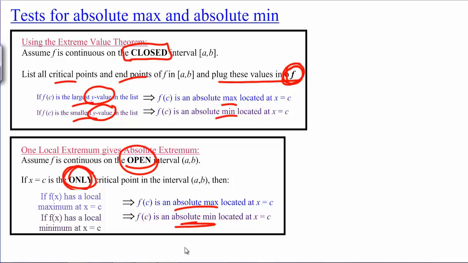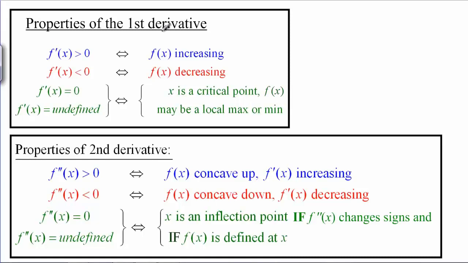And this should make sense because if you have only one critical point, then your graph likely looks something like this. If you had more things, you'd have more critical points. Now we also have properties that we can say from the first derivative and from the second derivative. When the first derivative is positive, that means f is increasing. When the first derivative is negative, that means f is decreasing. If the first derivative is 0 or undefined, we call that a critical point, and it might be a local max or min, but you have to use the first or second derivative test to figure that out.